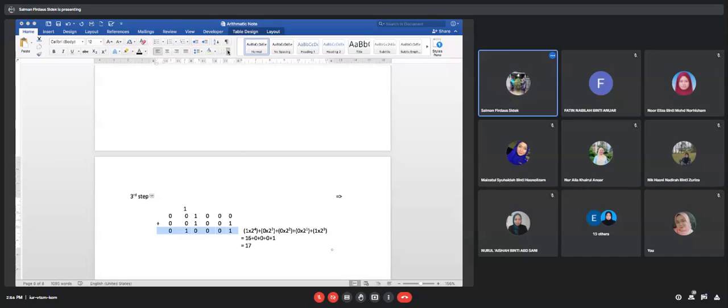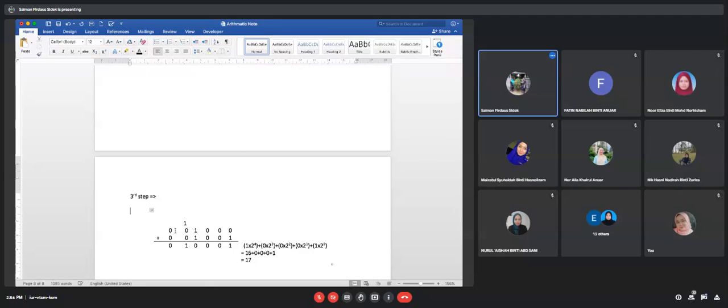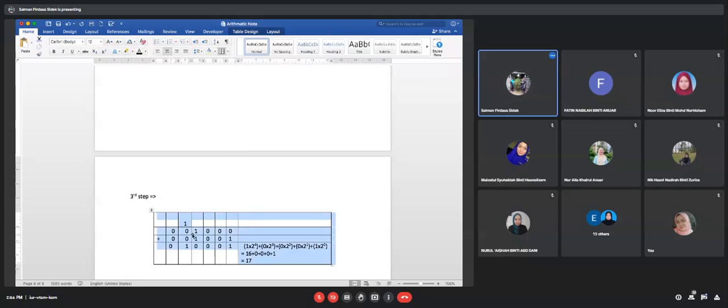Tolong rakam ya, ada siapa rakam tak video? Terima kasih. Kenapa jadi macam ni? Okay, dah. Sabar bulan puasa ni, kita kena banyak sabar. Tengok tu. Mana dia tak rapat lah. Dia tak rapat lah. Yes. Dia tak boleh rapat.